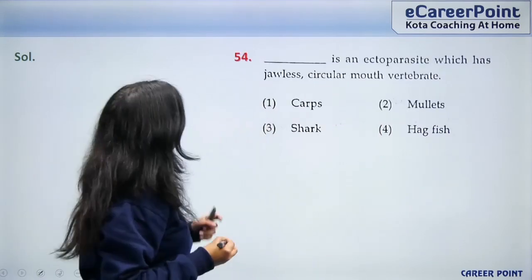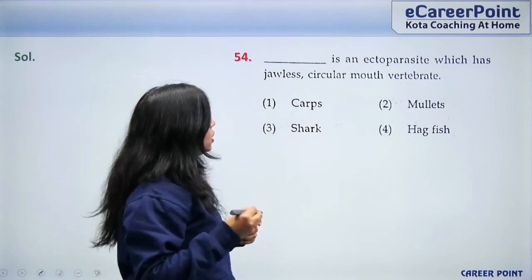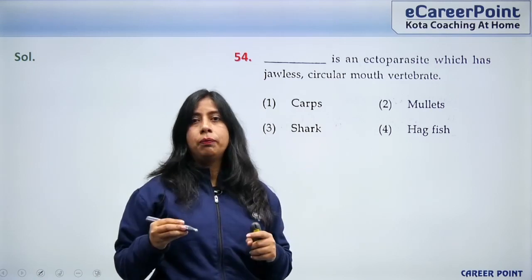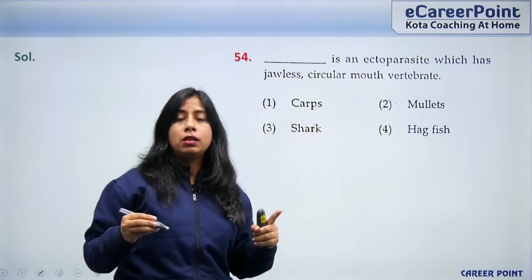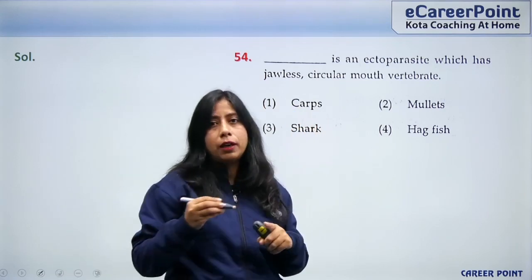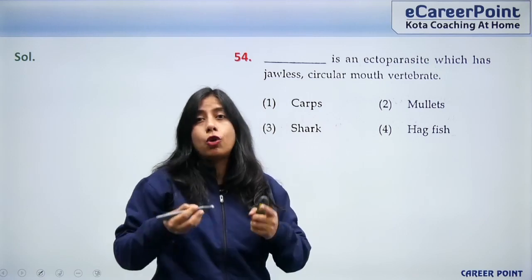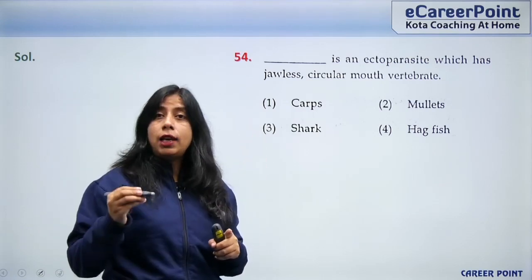Next question. Dash is an ectoparasite which has a jawless circular mouth vertebrate. Now, here ectoparasite means the one which feeds on others' body, living on their body. So they are present outside the body of other living organisms and drawing the nutrition. But one key point is jawless.